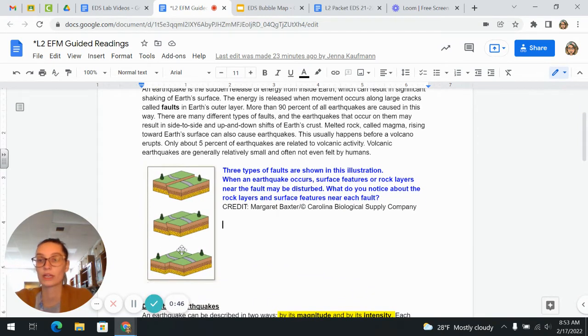On this photo here, you can see three different types of faults shown: one being divergent, one being transform, and one being convergent. When an earthquake occurs, surface features or rock layers near the fault may be disturbed. So what do you notice about the rock layers and the surface features near each fault in these three different photos?